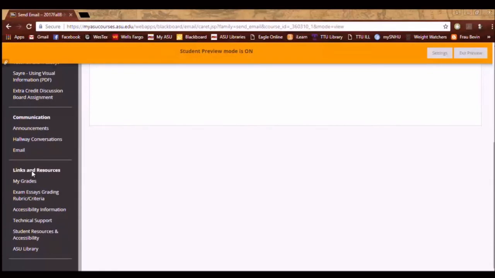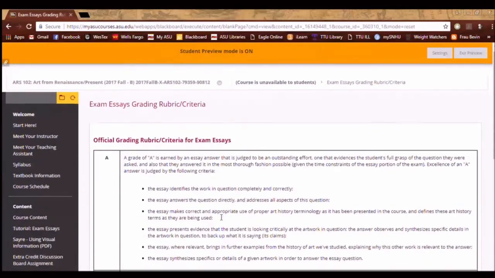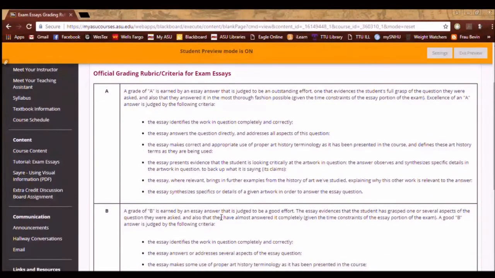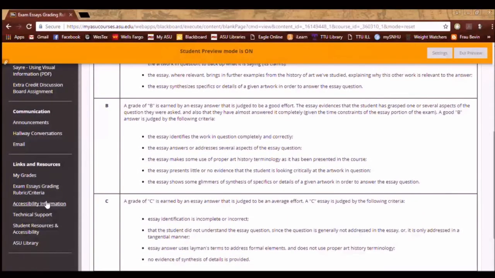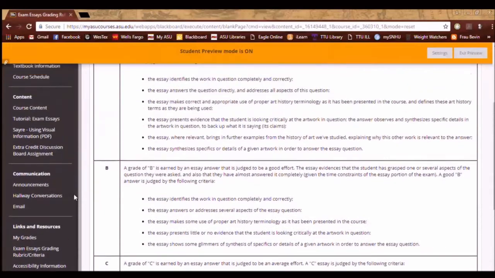Down here, links and resources is going to be your gradebook. This is the essay exam rubric. This would be a good thing to keep your eye on and keep in mind while you do the Unit 2 practice discussion board and while you're doing the essay exams in exam 3 and 4. And then we've got our statements about accessibility, technical support, your resources and accessibility, and the ASU library.